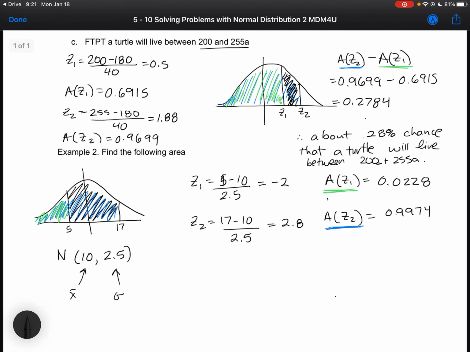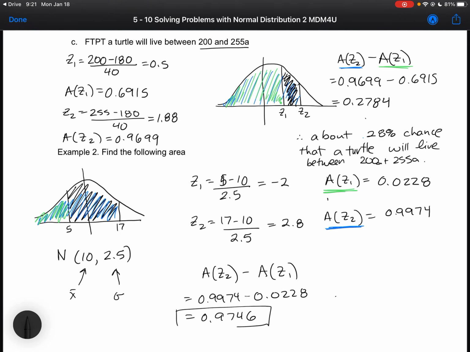And in order to find the original black area that I've shaded in, I've got the area under my Z2 score, 0.9974, take away the area under my Z1 score, 0.0228, which gives me 0.9746. So I know that that area represents about 97% of the data. And that is my final answer.